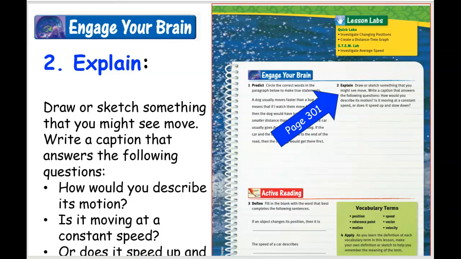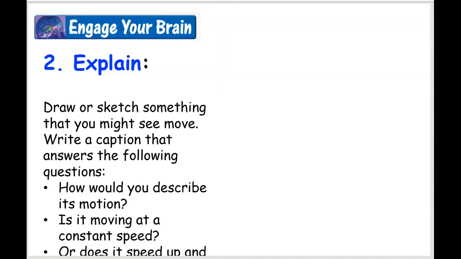Number 2 wants you to explain. It wants you to draw and sketch something that you might see move, and write a caption that answers the following questions. How would you describe its motion? Fast, slow, sporadic? Is it moving at a constant speed, or does it speed up and slow down? You could pick something in the classroom, or think about something on your way home to sketch out. Just make sure you have a sketch and answer these 3 questions.